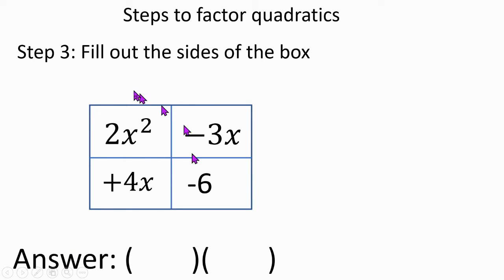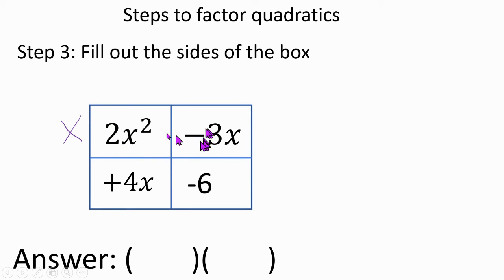All right, so step 3 to factoring quadratics would be to fill out the sides of the box. So notice here, this is our quadratic expression. Here is our constant, and then we already have this separated. So what we're going to have to do is fill out the sides of our box. So what I always do is I just think about it and go, okay, well, what goes into both of these? So basically this box and this box, what do they have in common? Well, the only thing I see they have in common is an x. So I'm going to put an x here.